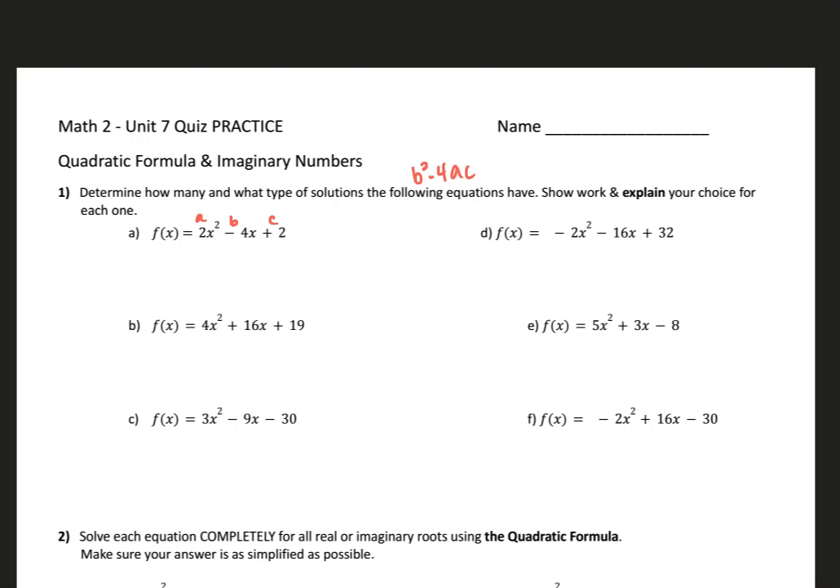into our formula. So it's going to be negative 4 squared minus 4 times a times c. And when we put this in our calculator, we end up with 0. And when our discriminant is equal to 0, we say that there's two identical real solutions. And that's because our discriminant is equal to 0.